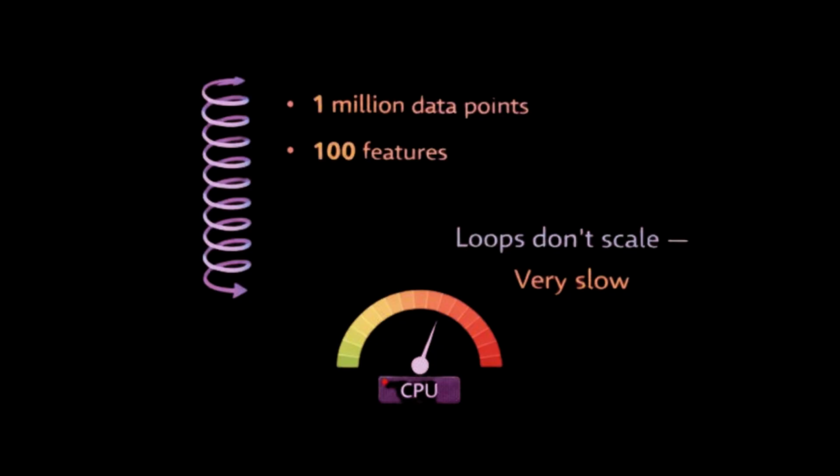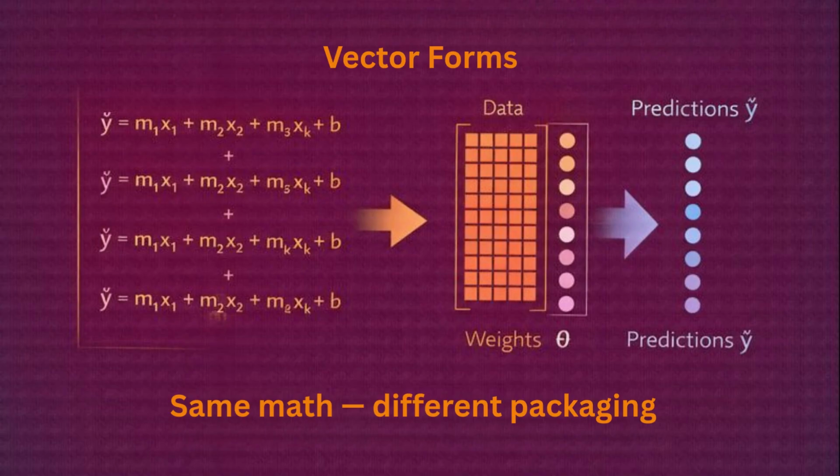So far, we've been thinking one data point at a time, one row, one prediction, one error. But imagine having 1,000,000 data points and 100 features. Writing loops for that would be slow, very slow. Vector form solves this by grouping everything together. Instead of working with single numbers, we work with vectors and matrices. We don't change the model, we don't change the math, we only change how it's written.